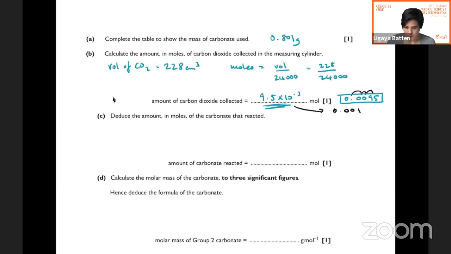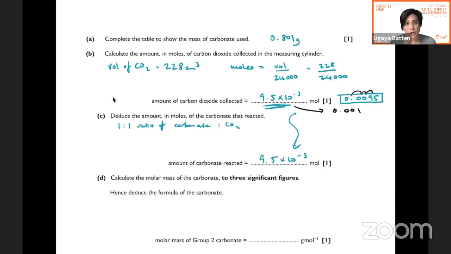Okay, deduce the amount in moles of the carbonate that reacted. So we were told earlier in the question that we have a 1-to-1 ratio of carbonate to carbon dioxide. So that means we'll have the same moles exactly as what we've just worked out, 9.5 times 10 to the minus 3.